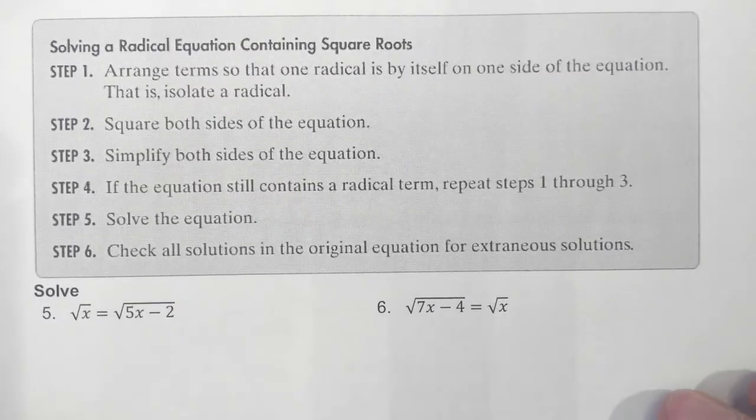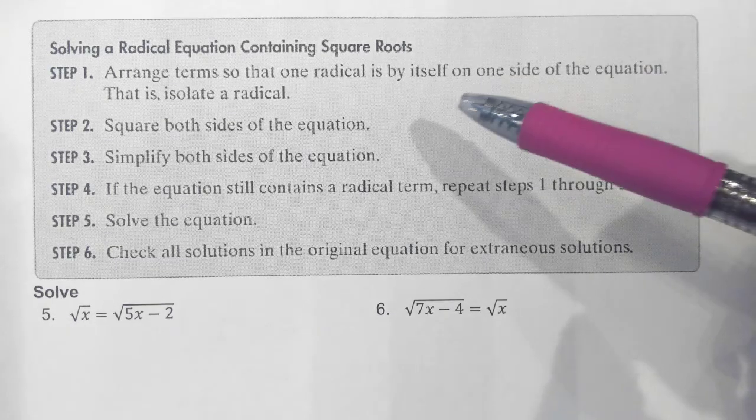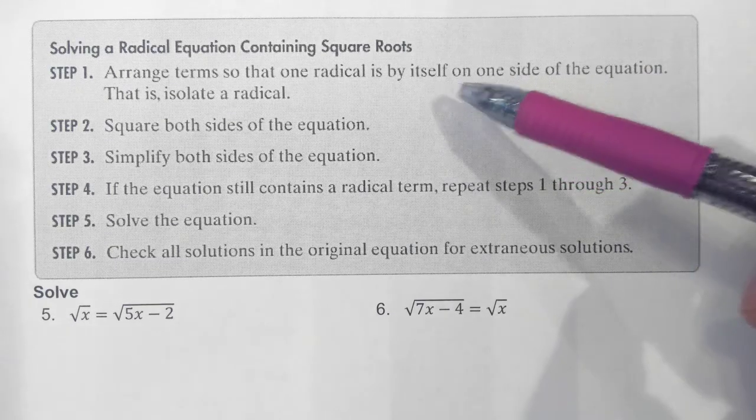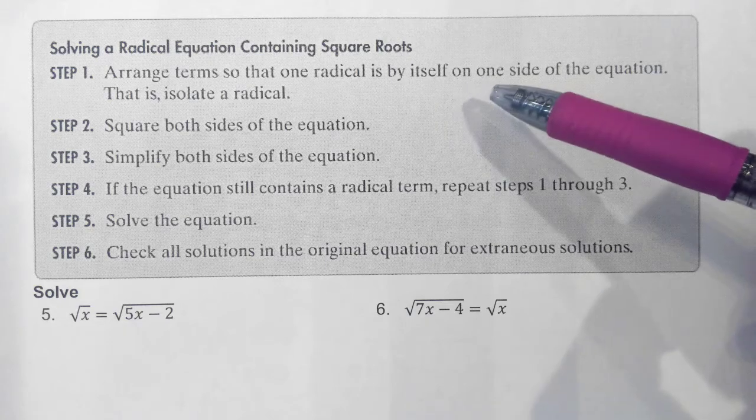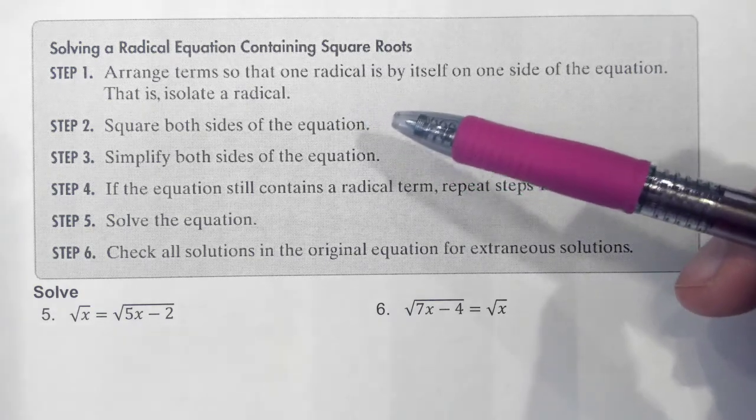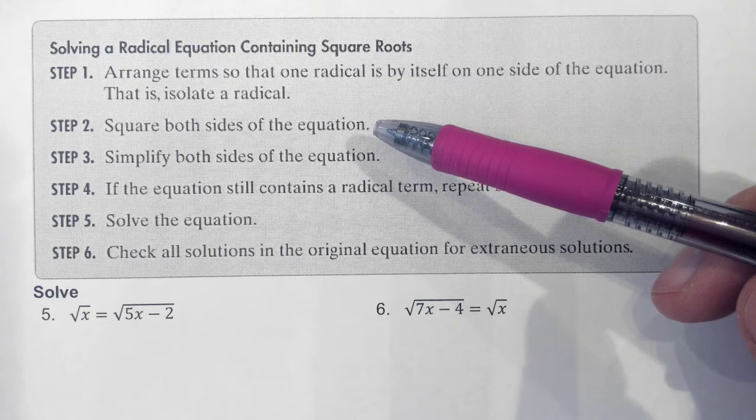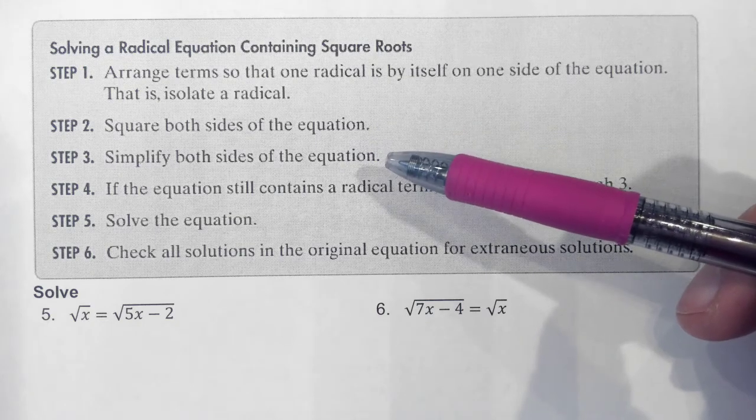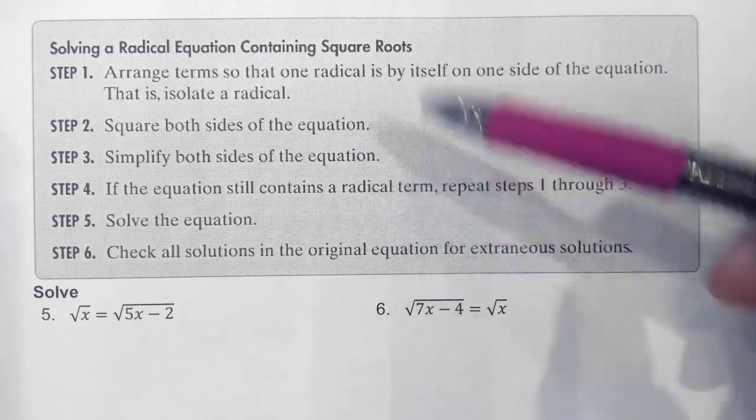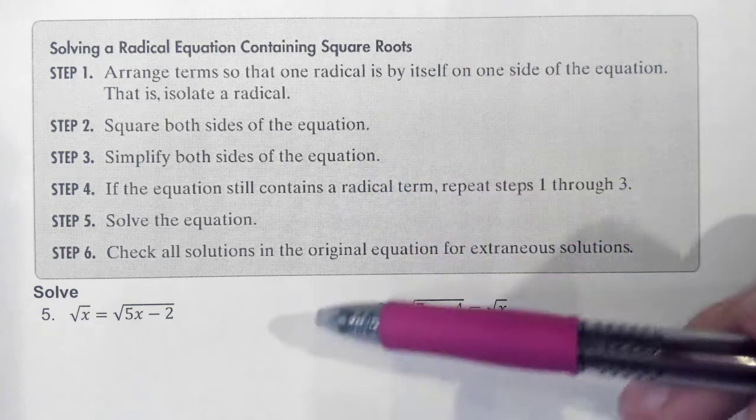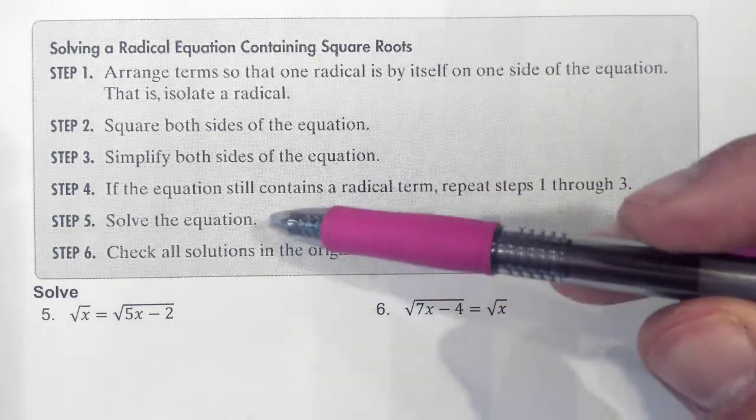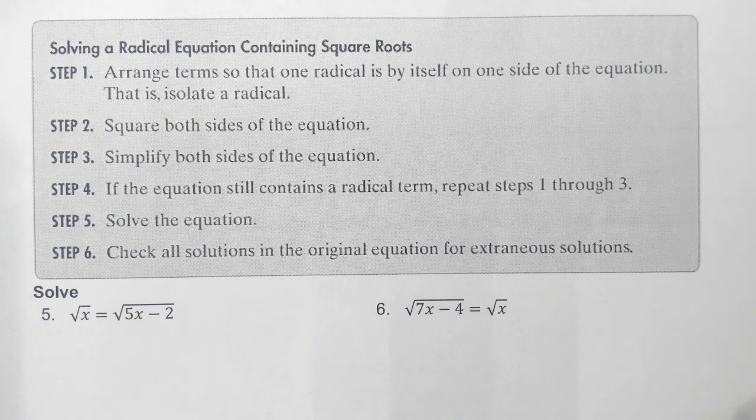On the back, I just gave you the 6 steps that you're going to always follow when solving these equations. The first step is to arrange it to where one radical is by itself on one side of the equation. So you're going to isolate that radical. Then you're going to square both sides, simplify both sides, and if there's still a radical, you're going to go back through steps 1 through 3, and then you've got your equation solved, and just check your solution.